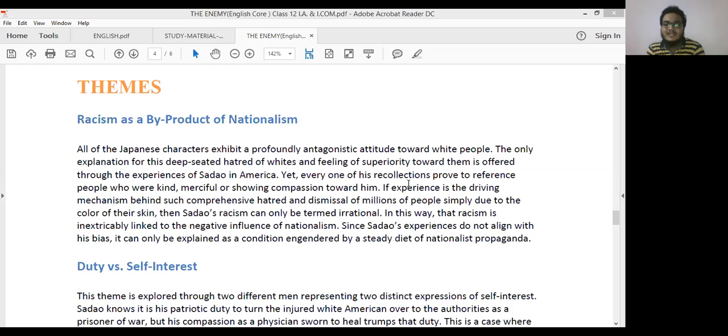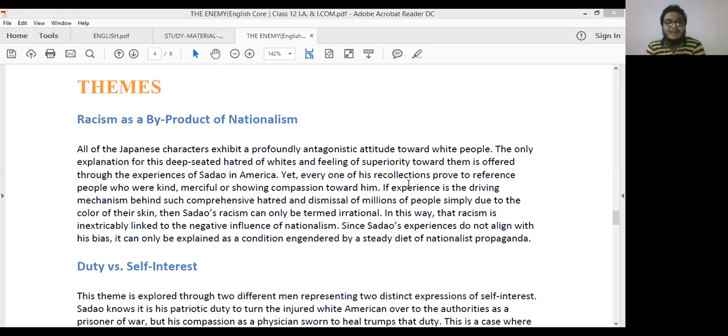Since Sadao's experience does not align with his bias, what he experienced did not create bias in the present situation. He did not become biased by how he was treated in America, but thought about the positive things. He did not think about the negative things that happened over there. He was only with the positive aspects. That's why he was able to deal with that American soldier, Tom, openheartedly.